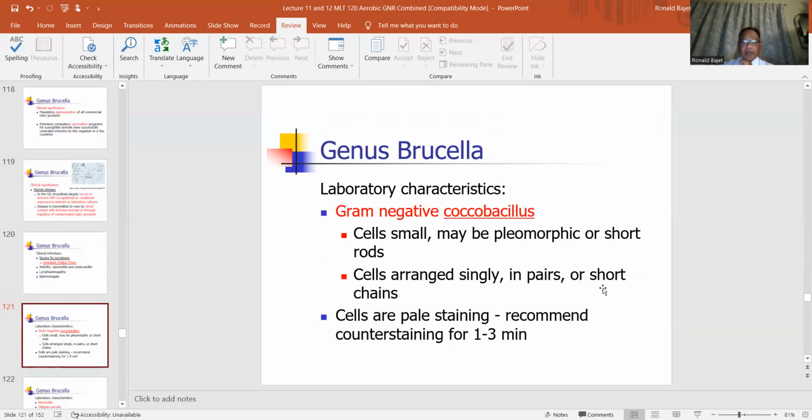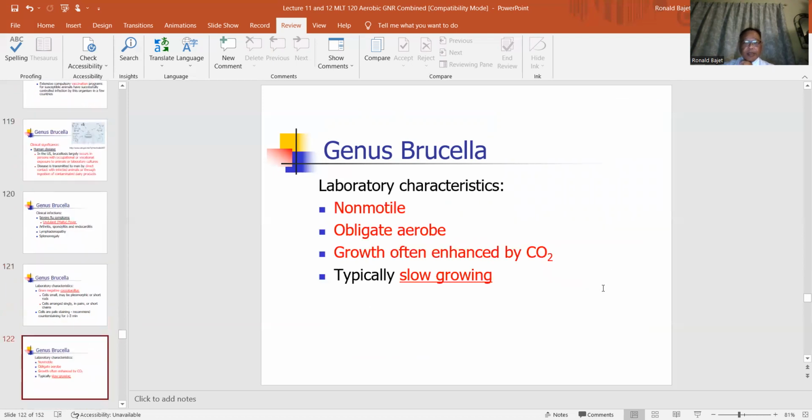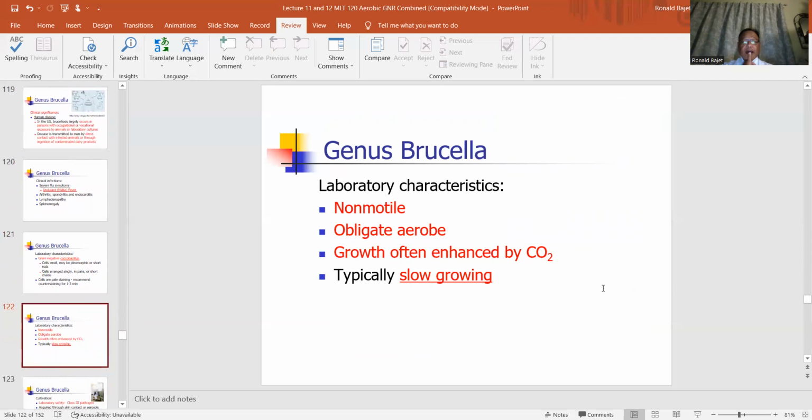Brucella is a gram-negative coccobacillus, difficult to see, and it's pale staining. It's non-motile, it's an obligate aerobe, and it likes CO2, and it's a slow grower. Typically for Brucella, you want to keep the culture for 30 days.